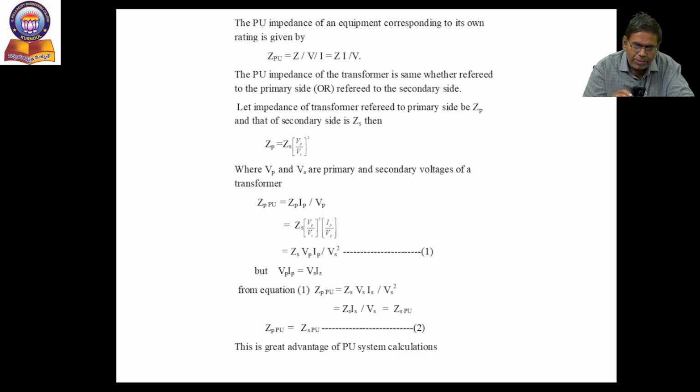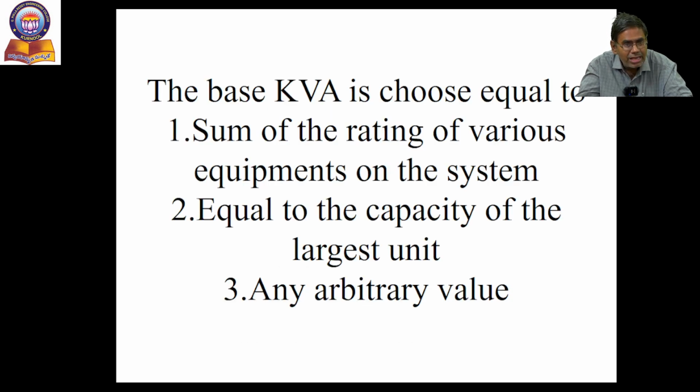Vp and Vs are the primary and secondary side voltages of the transformer. Then by the definition of per unit, the per unit impedance of the transformer corresponding to its own rating is Zp into Ip divided by Vp. Substitute the Zp value in the above equation. Then finally you get Z per unit primary side is equal to Z per unit secondary side. This is a great advantage in per unit calculation. That is, the per unit impedance of the transformer is the same whether referred to the primary side or the secondary side.